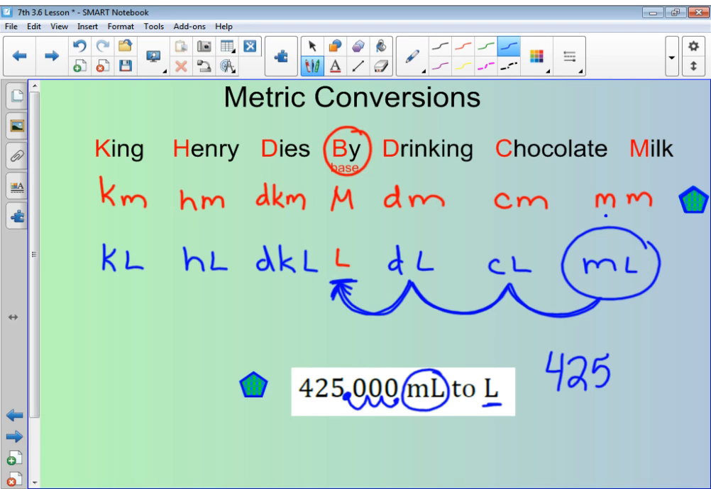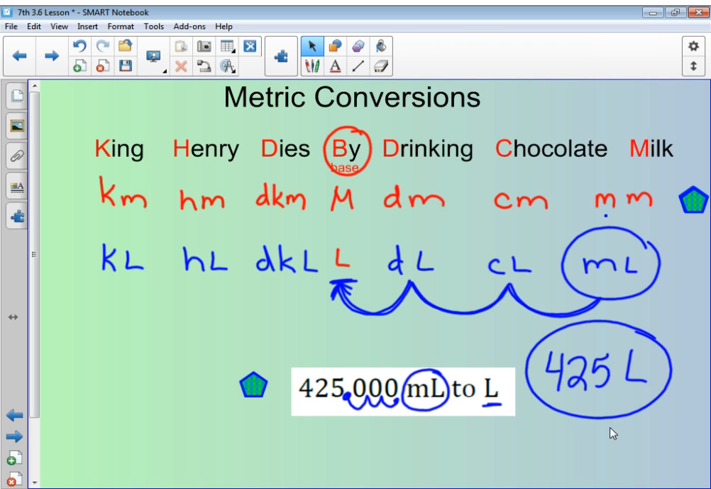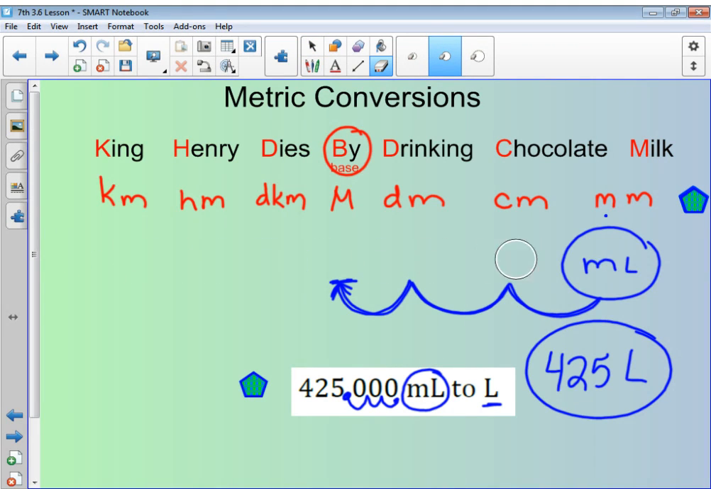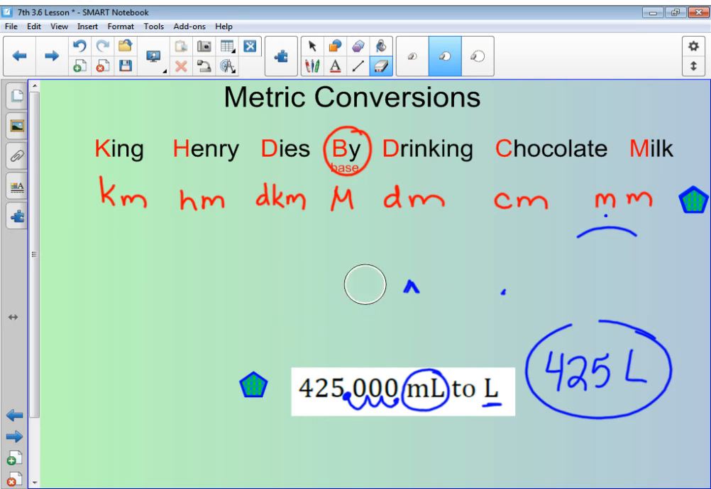I'm going to leave those extra zeros off. And then the label would be liters because that's what they asked me to change it into. Okay, so it's a basic move of a decimal. Okay, so let's try another one here.